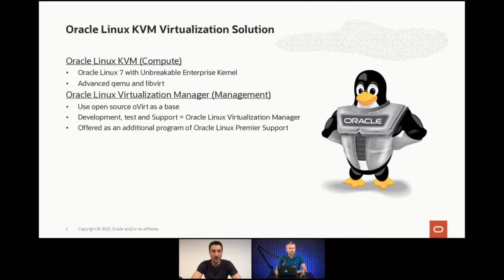Now, let's start. A very quick reminder of what the Oracle Linux KVM virtualization solution is built on. At the base, we have Oracle Linux KVM, the compute side of the solution, which today is based on Oracle Linux 7 with the Unbreakable Enterprise Kernel. There we also have advanced KVM and libvirt releases. When we say advanced, it's because those KVM and libvirt releases, the user space components of our KVM virtualization solution, are releases that we track, build, and work on at Oracle.